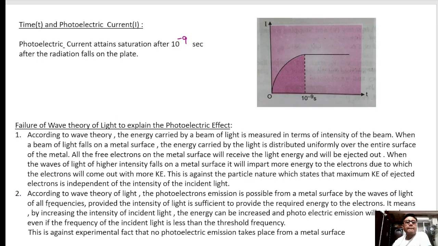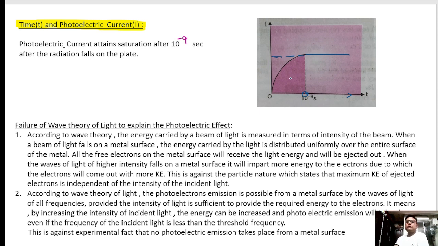Next, time and photoelectric current. Okay, so let's see what is time and photoelectric current. As you can see, after a time lag of 10 to the power minus 9 seconds, only then electrons are ejected and they become constant. So this is the electrons ejected after a time of 10 to the power minus 9 seconds. So then the current becomes constant.